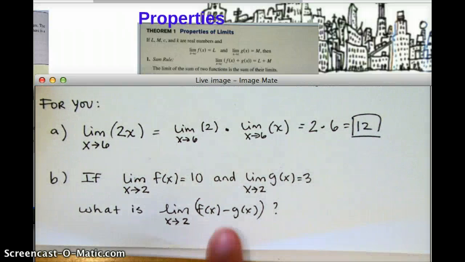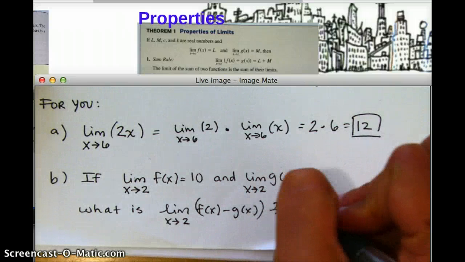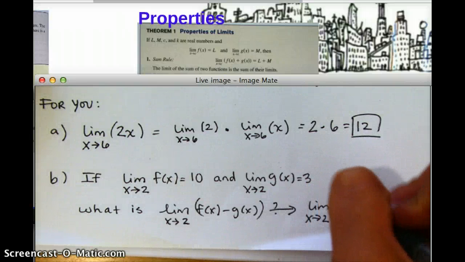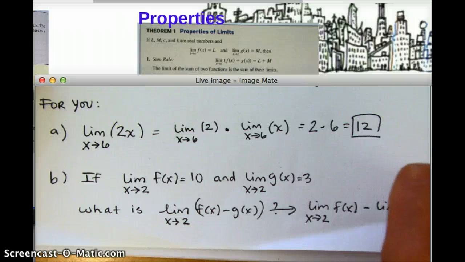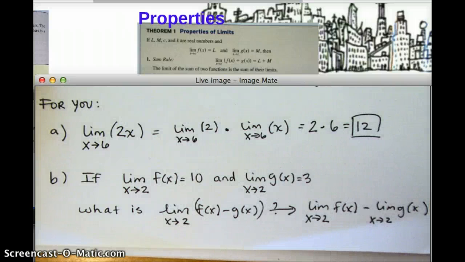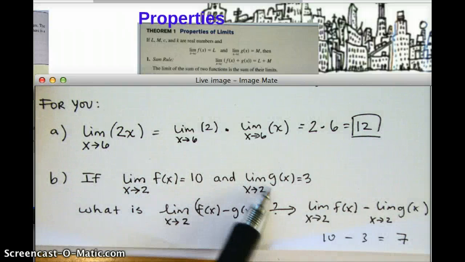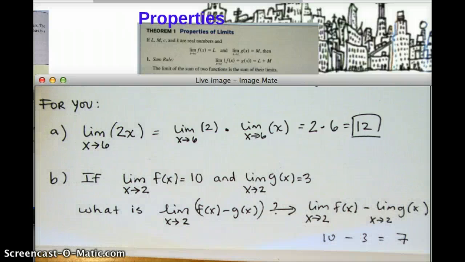For the second one, this is a difference rule. I know that if I have a difference of two defined limits, I can split them apart. So this becomes the limit as x approaches 2 of f of x minus the limit as x approaches 2 of g of x, which just means 10 minus 3 equals 7. And of course, that last question pointed out that if these two limits had been given at different a values, then none of this would have been possible.